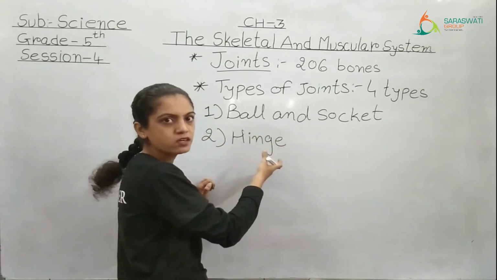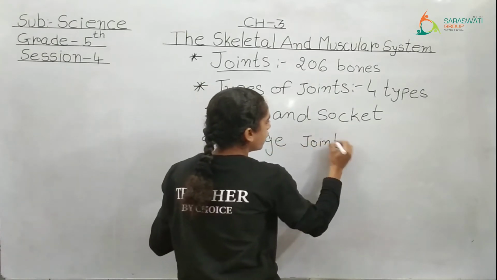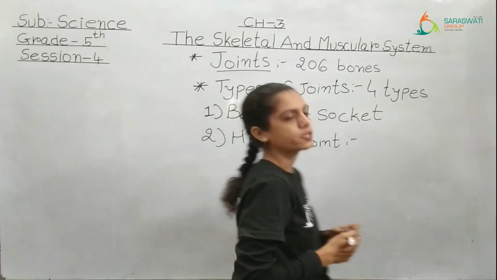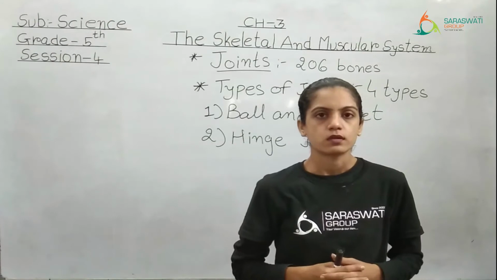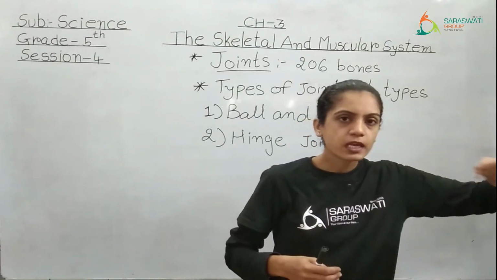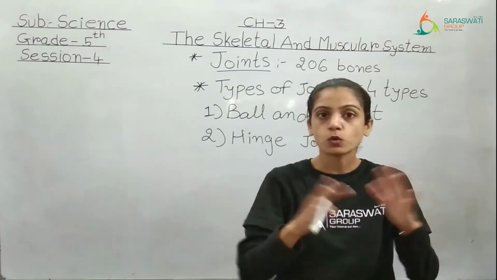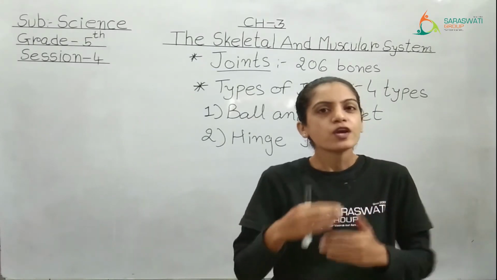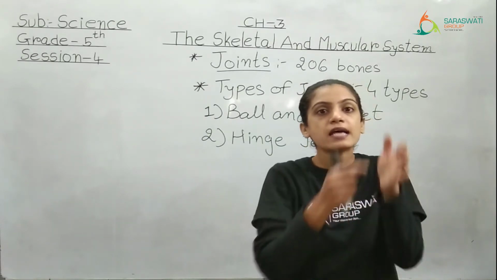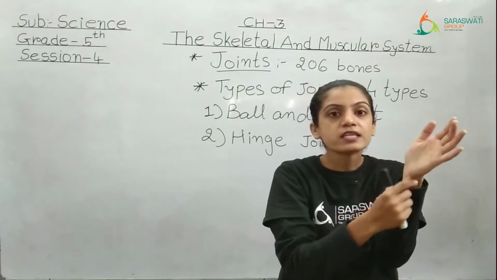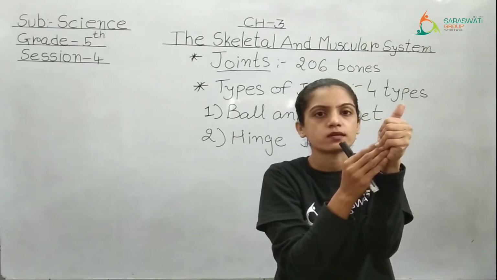Don't read it as hinge, it is hinge joint. Now what do you mean by hinge? When you open the door in your house, it opens in one direction, either inwards or outwards, not both sides. Have you ever observed why it is so? If you observe, it has hinges which are fixed at one place, and those hinges move in one direction like this.